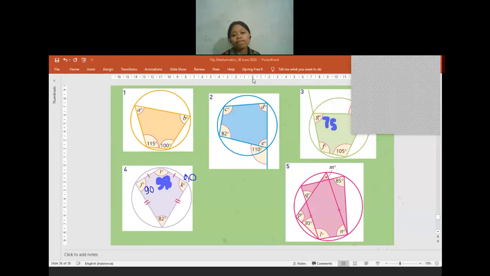Okay, the N will be equal to 85. Is there anyone who is confused about getting 85? No? Is there anyone?